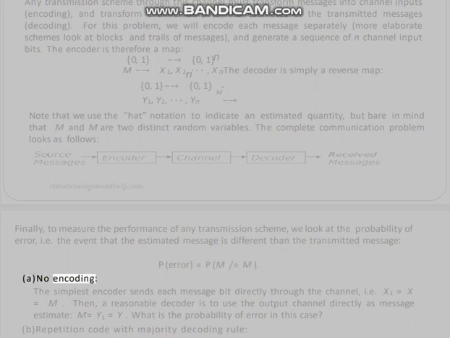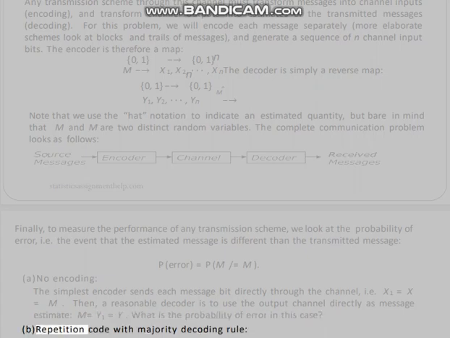A. No encoding. The simplest encoder sends each message bit directly through the channel, i.e. x1 equals x equals m. Then, a reasonable decoder is to use the channel output directly as message estimate, m hat equals y1 equals y. What is the probability of error in this case?